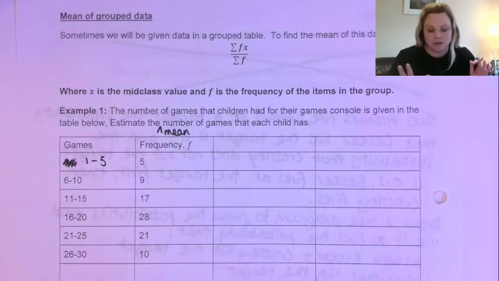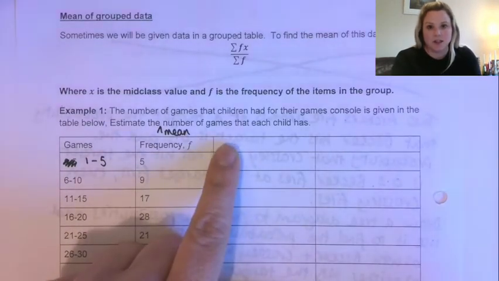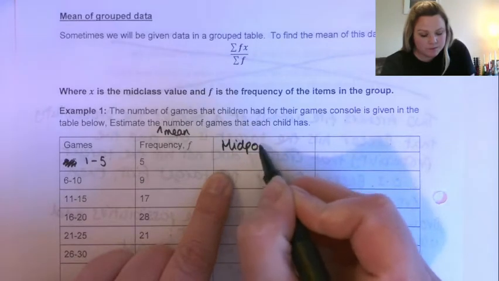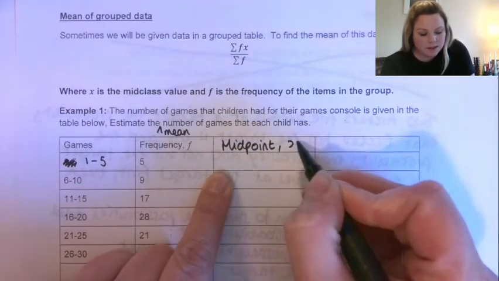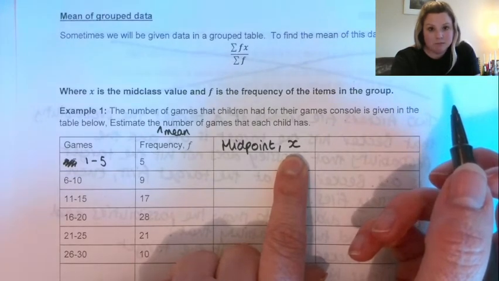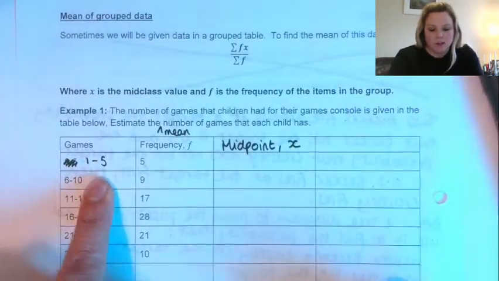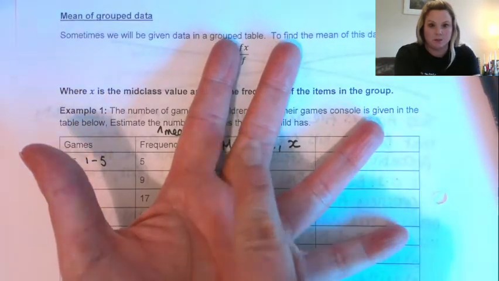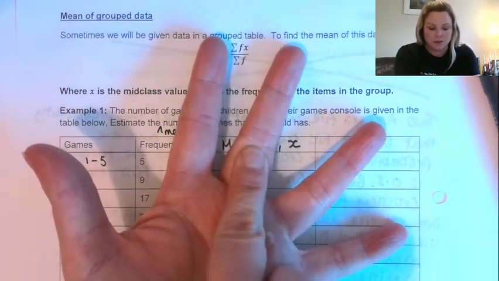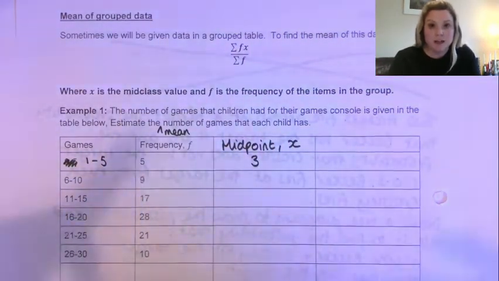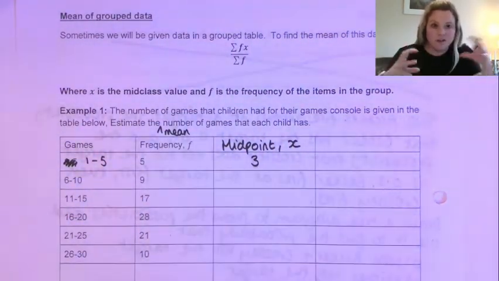in the hopes that it all will even itself out. So we need to add on an extra column here that is going to be the midpoint. Now, we use the letter X for that. You'll see how we use it in a little bit. So 1 to 5: 1, 2, 3, 4, 5. The middle of this group is 3. So we're assuming that all 5 of these have 3 games, in the hopes that there will be a range of them, but that should even out.